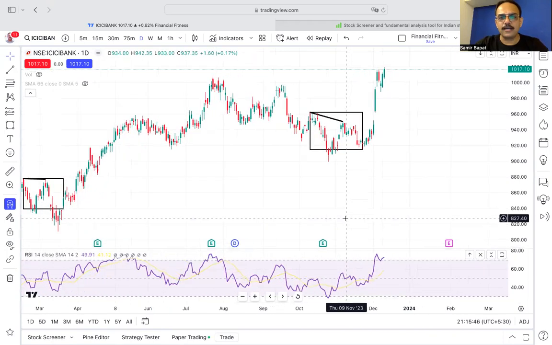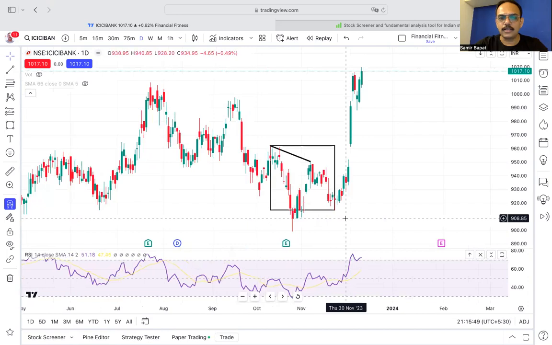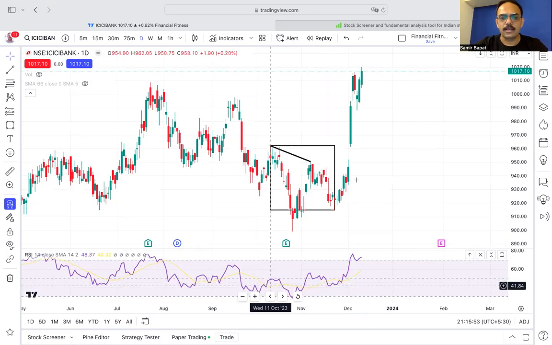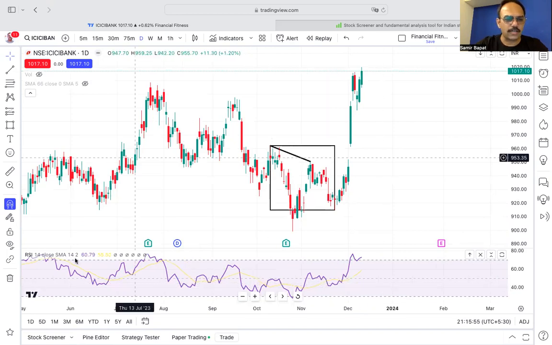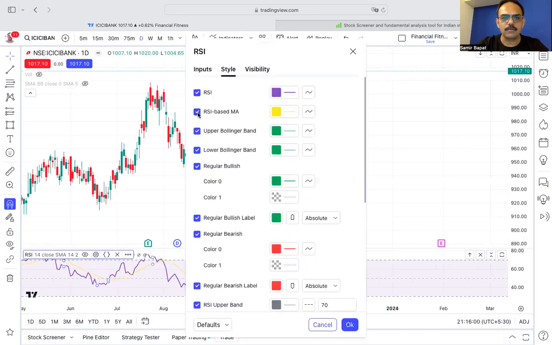Sorry to interrupt. What is this yellow line, sir? This is the smoothing line. Okay, so we need not consider the yellow line? No, no, no. We can ignore that. We can even mute it if you want to. This is the moving average for RSI.